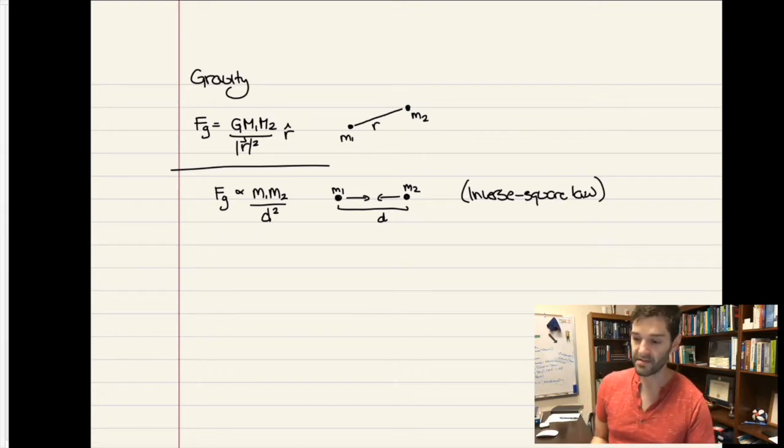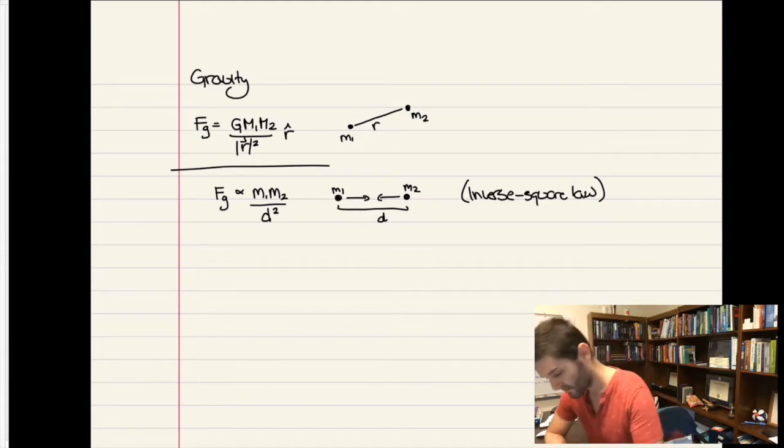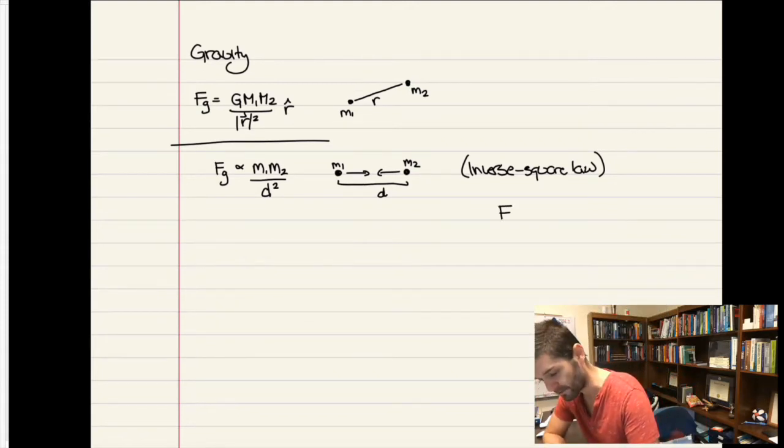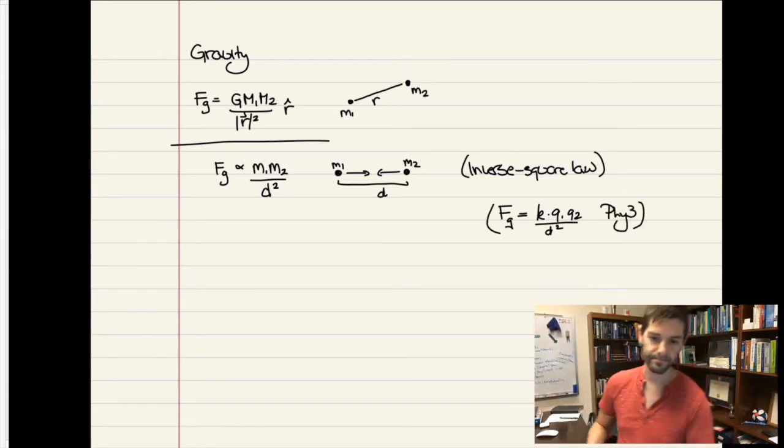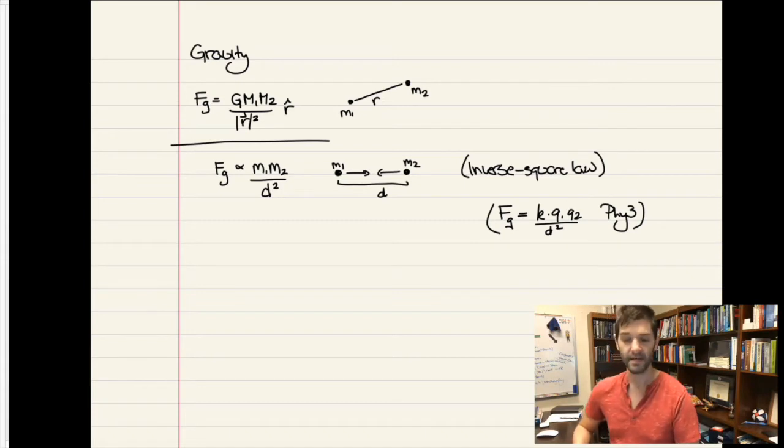You will see this in week 1 of Physics 3, Coulomb's law, which says the force between two charges is some constant times charge 1 times charge 2, divided by the distance squared. That is Coulomb's law for electrostatics. It is also an example of an inverse square law.